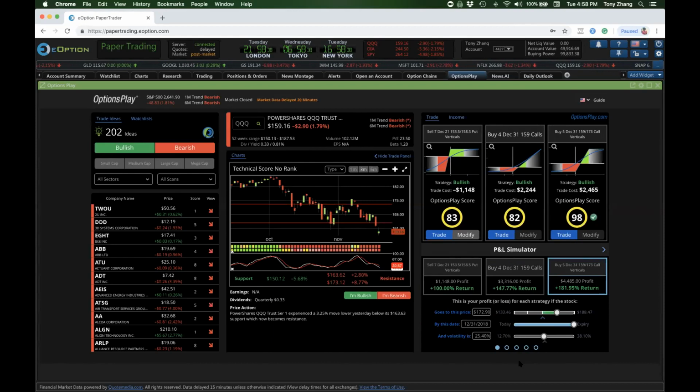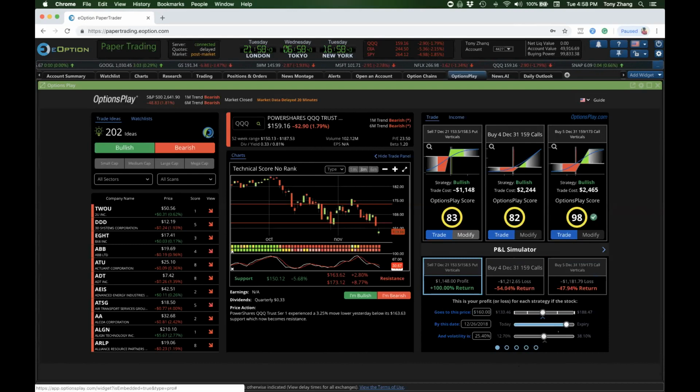So the QQQs are at 159. Let's say I think that it's going to at least recover back to 160 by expiration, which we said is December 21st. So as you can see, if the stock stays at 160, I'm going to collect $1,148 on the credit spread. I'm going to lose $900 on the call option. I'm going to lose $849 on the debit spread. So very clear. If I think the stock's going to stick where it is and not move much lower, but not also move any higher, the credit spread is going to be much better for me in this particular scenario. And I bet even if the stock moves a little bit higher, I'm still probably way better off on the credit spread.